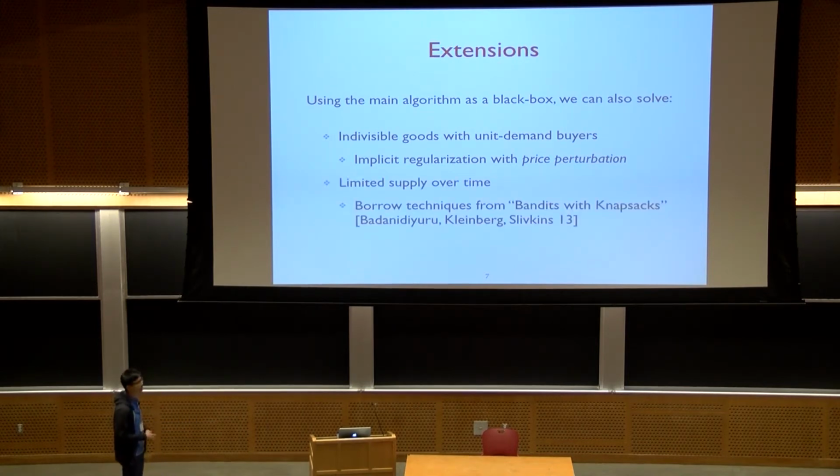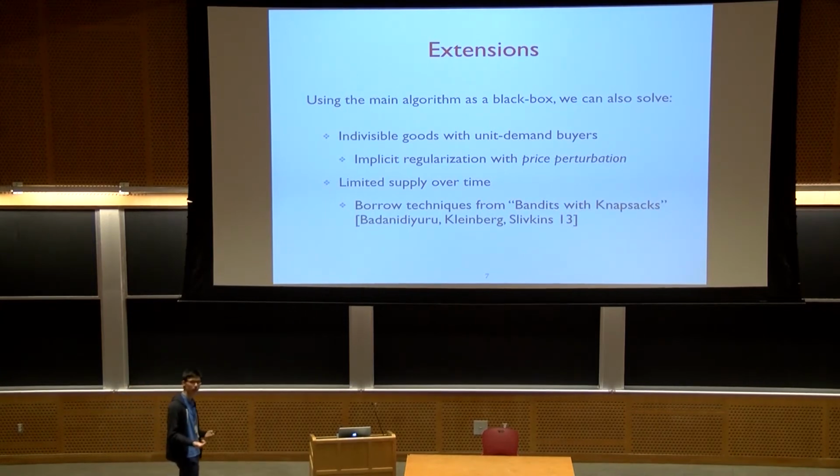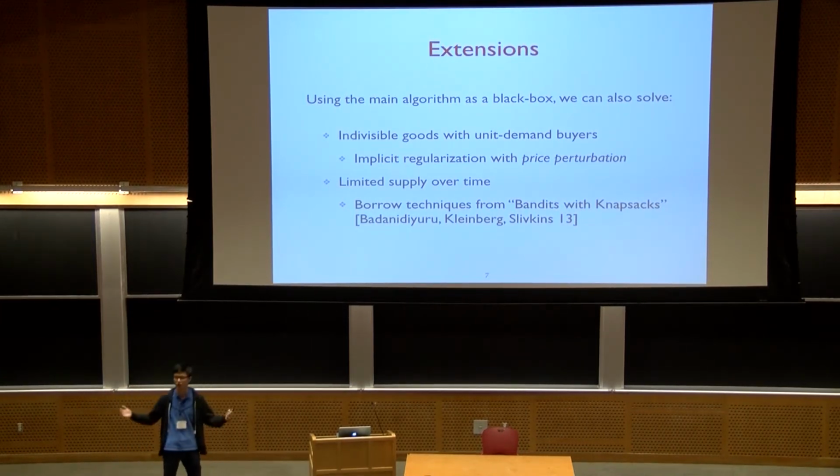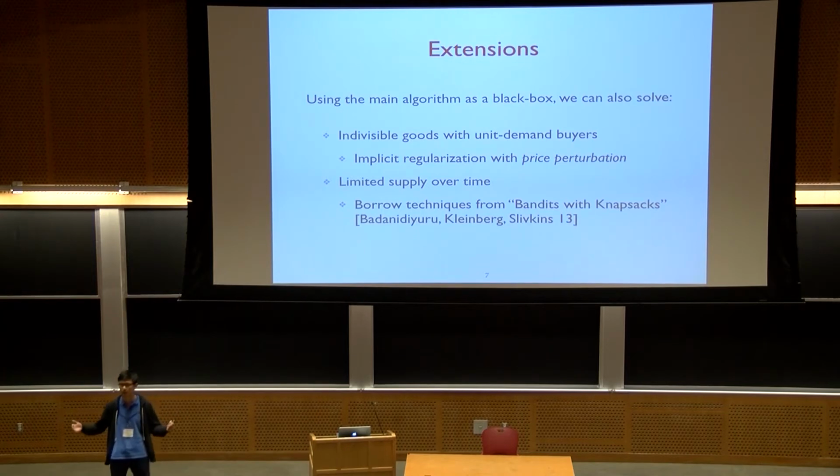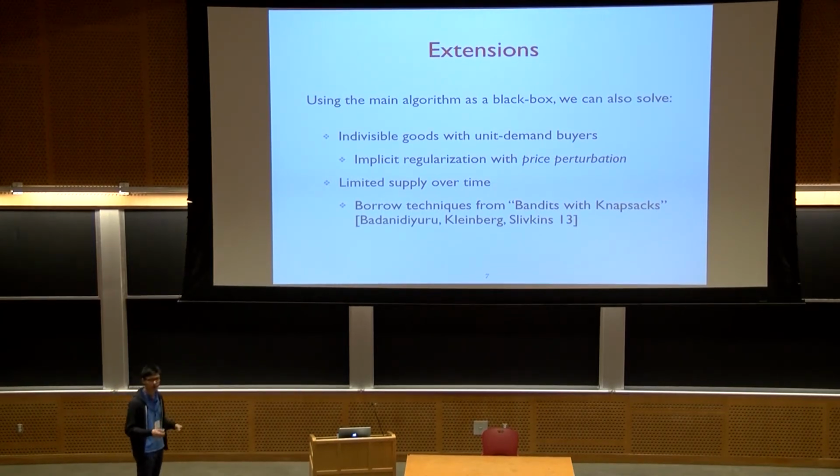Another variant of the problem is that we don't actually have a binding supply constraint in each round, but we have a supply constraint over rounds. So we have limited supply over time. Here we need to borrow some techniques from the paper called Bandits with Knapsacks and combine them with the algorithms to create some more interesting results.